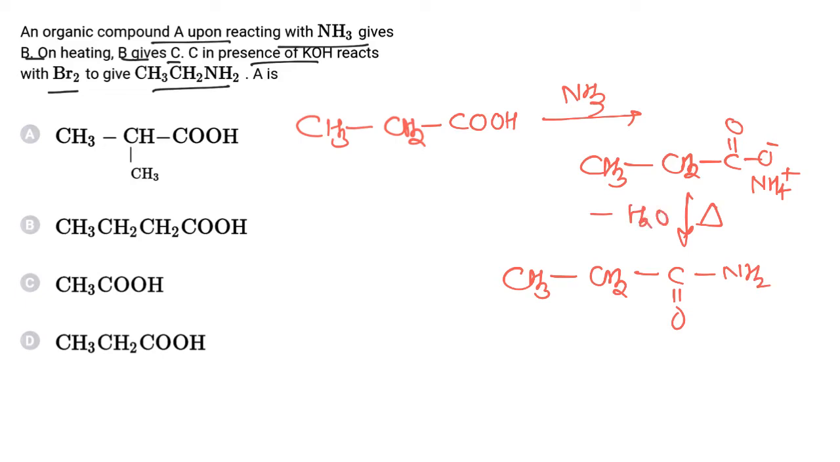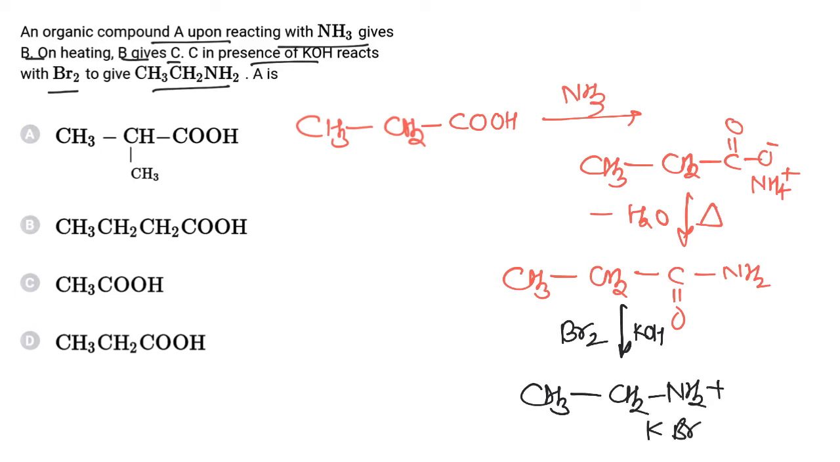Now, this amide molecule on reacting with bromine and KOH, in the presence of bromine and KOH, Hofmann bromamide reaction takes place, and it will be converted to amine along with formation of KBr and CO2, and hence the correct answer is D. We have to use CH3CH2COOH, hence A is propanoic acid, and the correct answer is D.